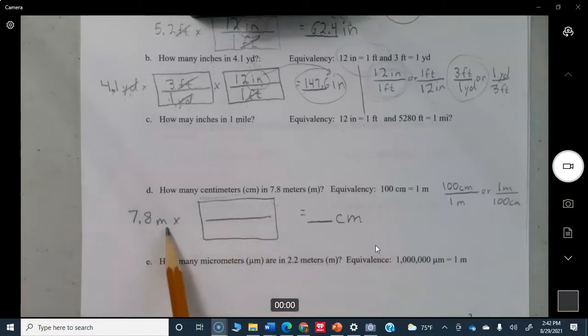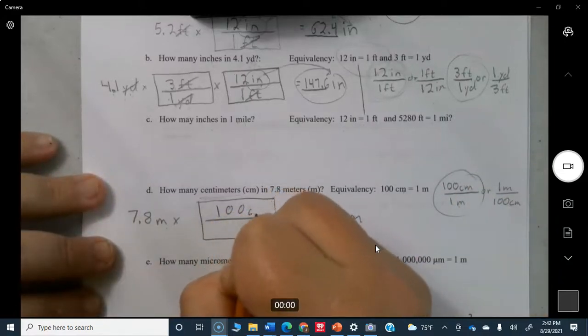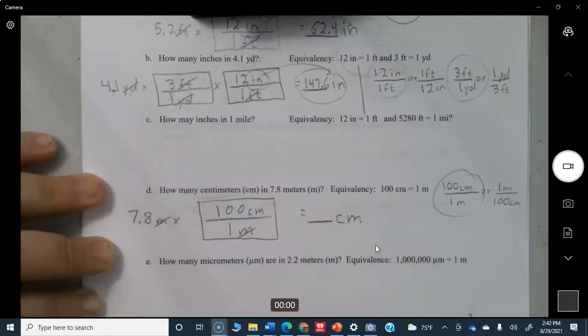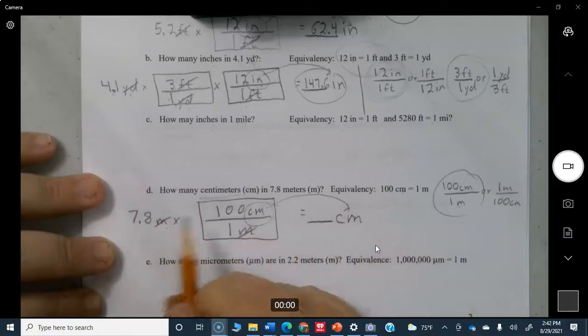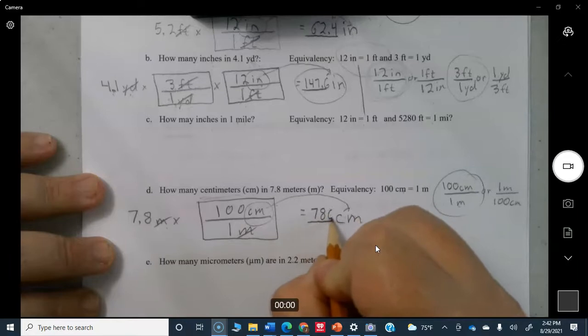Okay, so we need meters to go away because it's not in our final answer, and we need centimeters to show up. So which of these 2 goes in there to make that happen? Well, we need meters on the bottom to cancel with meters on the top here, so we're going to use this one. Cancel bottom, cancel top. Last man standing is centimeters. So it's 7.8 times 100 divided by 1 is 780 centimeters.